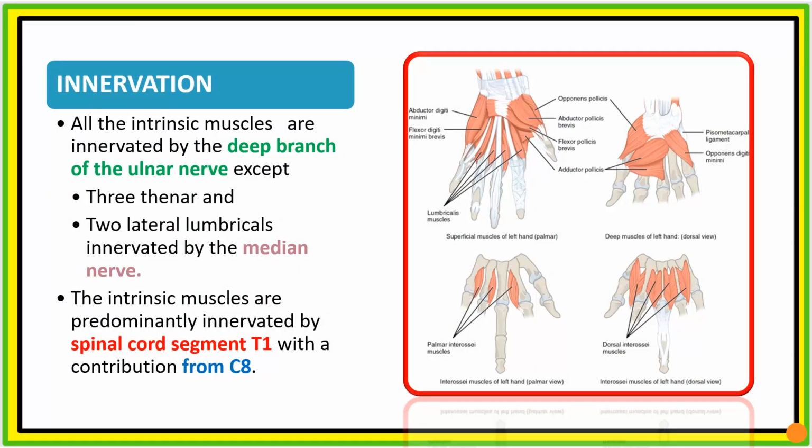All the intrinsic muscles are innervated by either the ulnar nerve or the median nerve. The deep branch of the ulnar nerve will innervate all the muscles except for the 3 Thenar muscles and 2 lateral lumbrical muscles, which are innervated by the median nerve. Also, the intrinsic muscles are predominantly innervated by spinal cord segment T1 with contribution from C8.